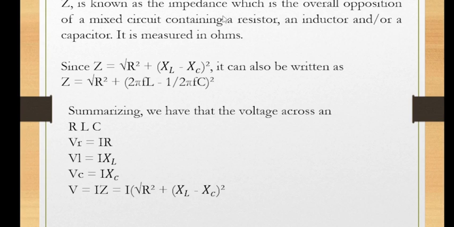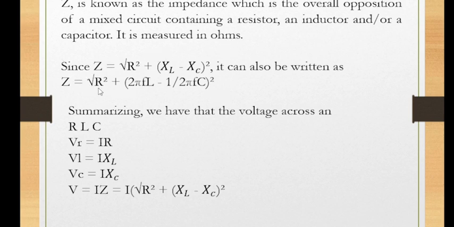Z is known as the impedance, which is the overall opposition for everything, for inductors, resistors, and capacitors. It is the overall opposition of a mixed circuit containing a resistor, an inductor, and/or a capacitor, and it is measured in ohms. Every form of resistance, whether called reactance or impedance, is measured in ohms. So we have our Z equal to this.